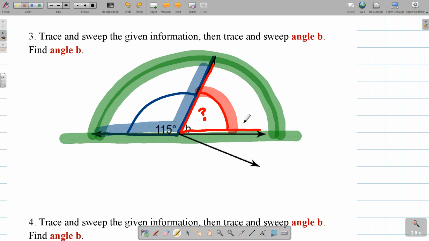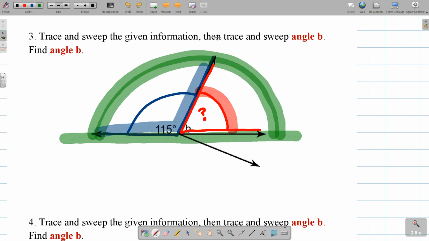Okay, your brain registered that if this is a rainbow, it's 180 degrees. And all you had to do was simply subtract that 115. And you would have gotten 65 degrees. Let's try another one.